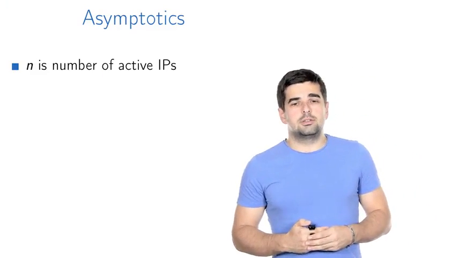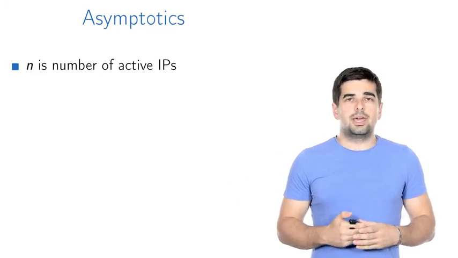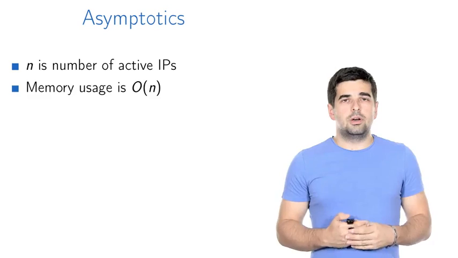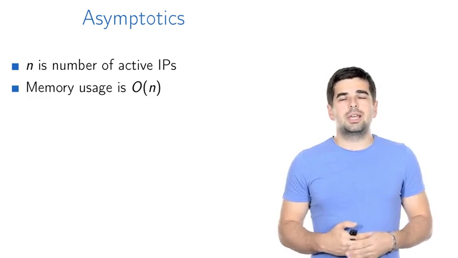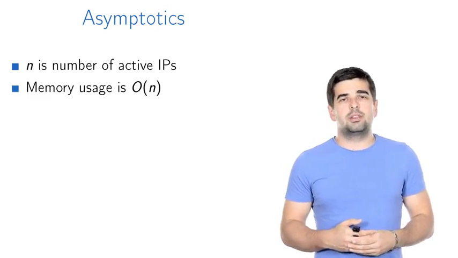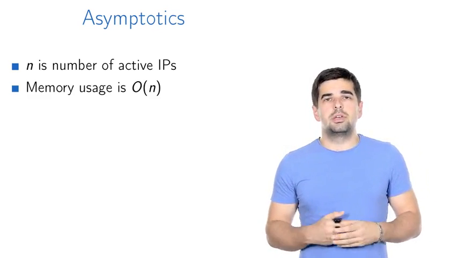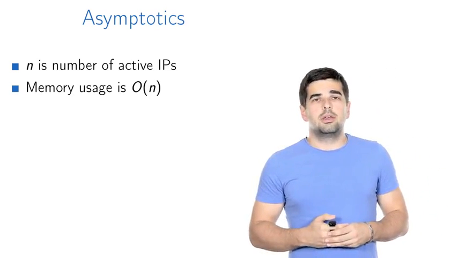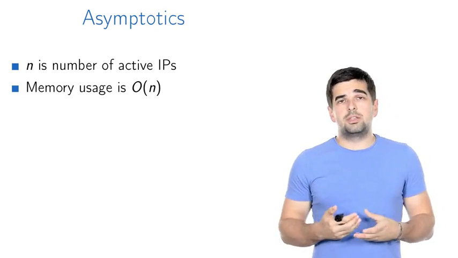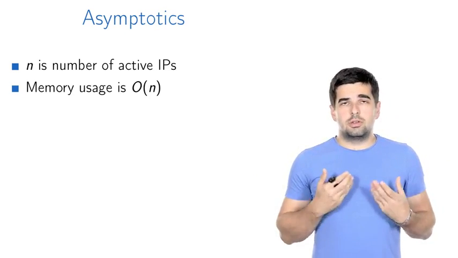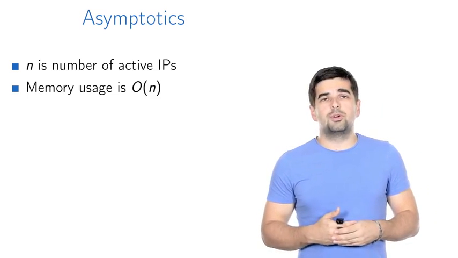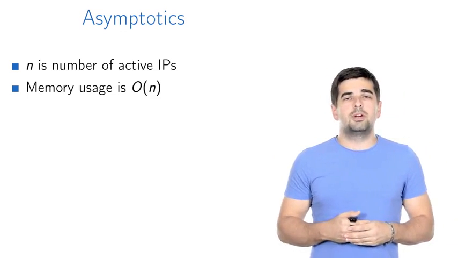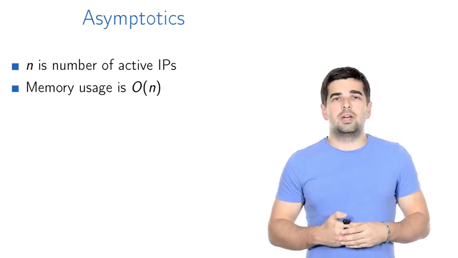So this is all the implementation. Now let's analyze it. Let n be the number of currently active IPs. Then the memory consumption is big O of n, because we only store the active IP addresses and the corresponding times of access, but the times of access only add constant memory per active IP, so it's all in all linear in the number of active IPs, which is much better than the direct addressing scheme, because it required amount of memory proportional to the number of all possible IP addresses. And here we only require amount of memory proportional to the number of currently active IP addresses.